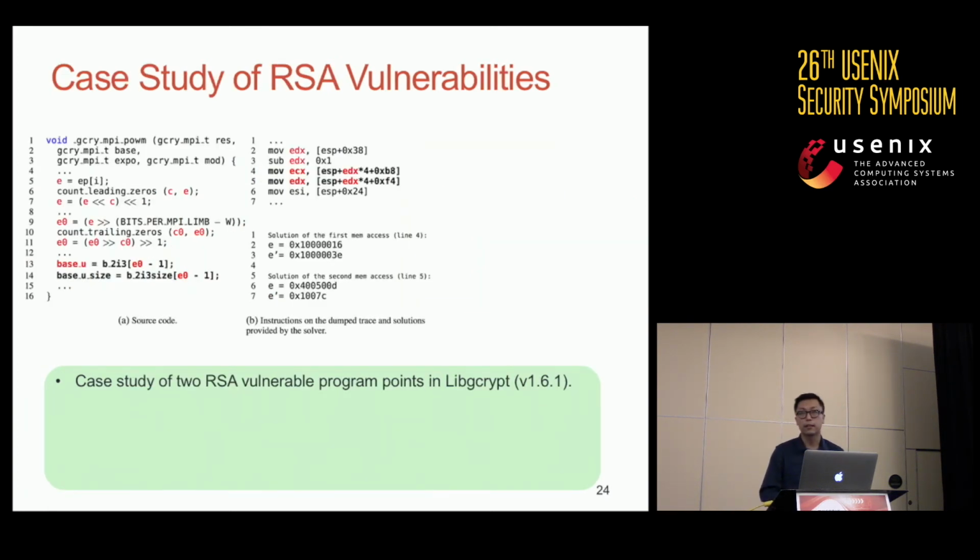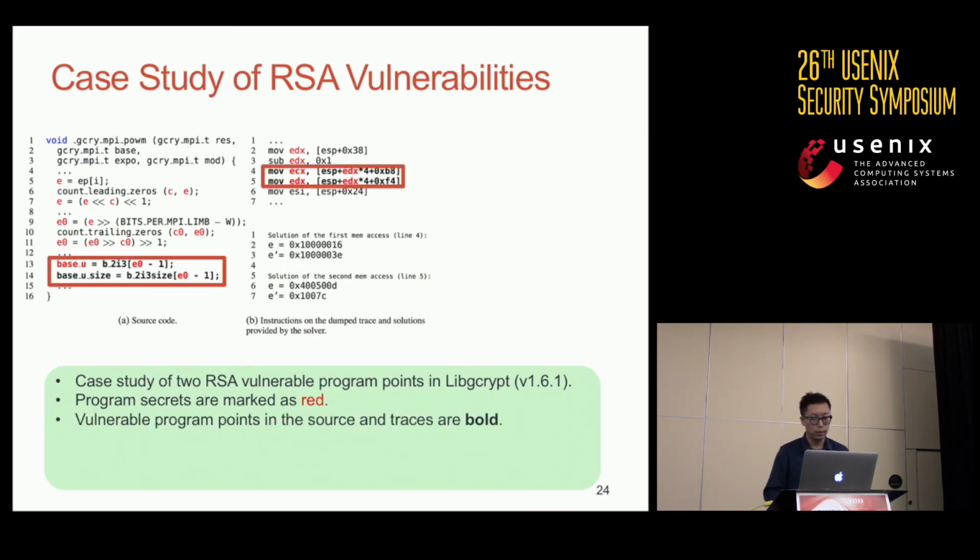So this is a case study of the RSA vulnerabilities identified by our tool. It shows two RSA vulnerabilities in libgcrypt. All the program secrets and their dependencies are marked as red. And here we highlight two vulnerable points in the source code and also in the execution trace.